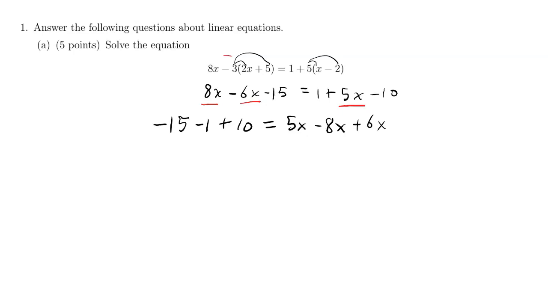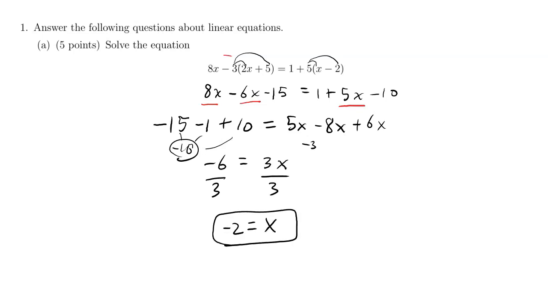Now combine these numbers. Negative 15 minus 1 is negative 16. But then 10 minus 16 is negative 6. So this is negative 6. On this side you have 5 minus 8, which is negative 3. Negative 3 plus 6 would be positive 3. So you have positive 3x equals negative 6. And then finally, if you divide both sides by 3, you end up with x equals negative 2. So negative 2 is the answer.